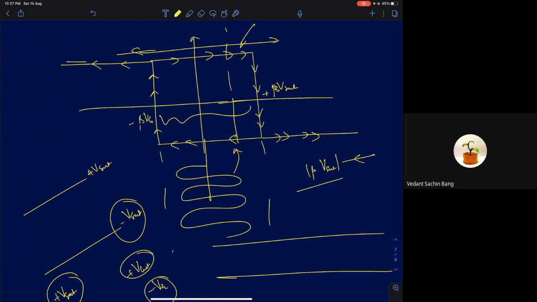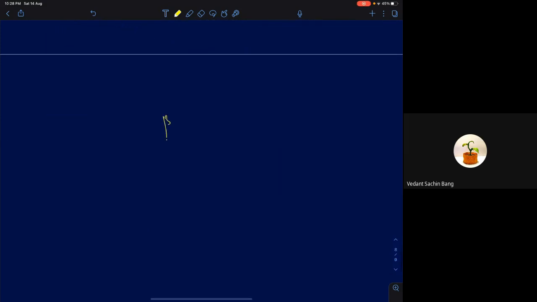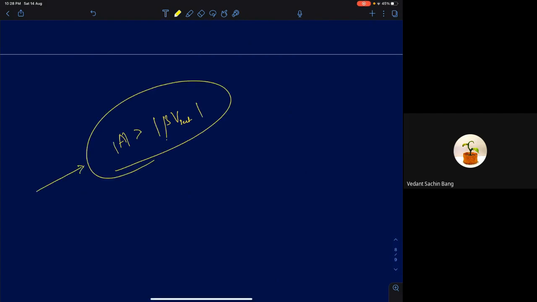So that's why you should apply an input greater than this. Only then you will see perfect transitions taking place at the output. Okay. So for your sine wave to square wave converter, the amplitude of your sine wave should be greater than this beta times Vsat. Only then you will get a perfect square wave at the output.